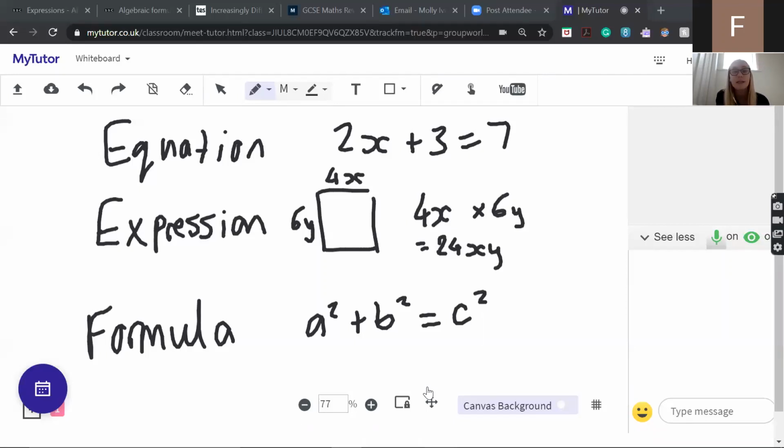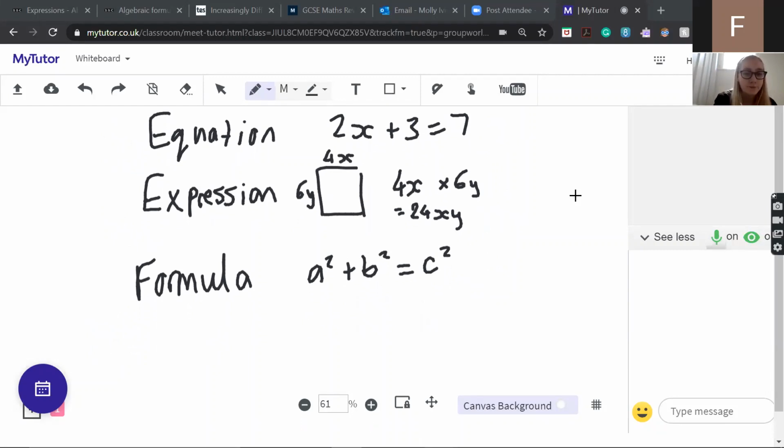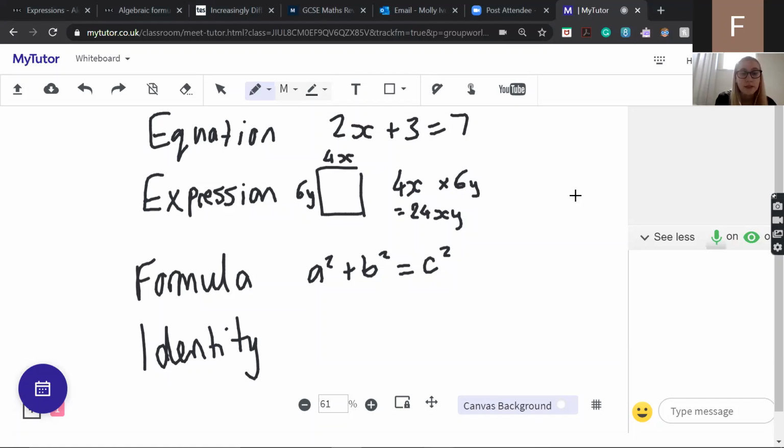Oh, someone said, what is an identity? That's a great question. An identity is a bit of a tricky one to define. An identity seems really similar to either an equation or a formula. So I'll give you an example of one here. An identity would be sine squared x plus cos squared x equals 1.